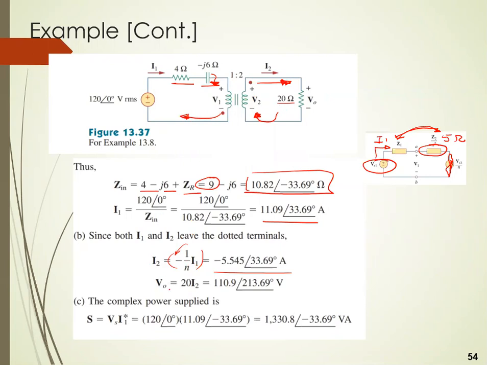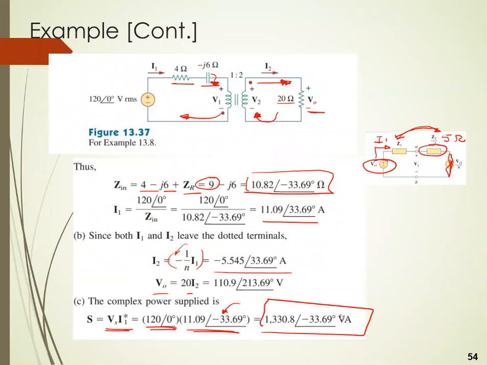And so now the output voltage is going to be equal to 20 times that current I2, or 110.9 at an angle of 213.69 volts. All right, so now the complex power supplied is given by this expression. We already know what the source voltage is. We already know what the primary current is. We take the complex conjugate of that current, and we get our complex power supplied by the source.